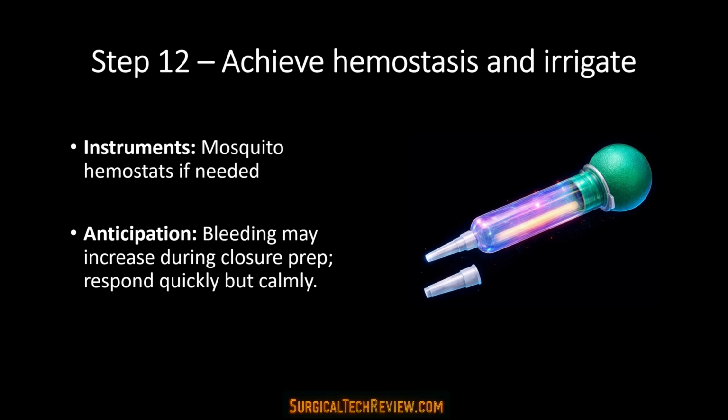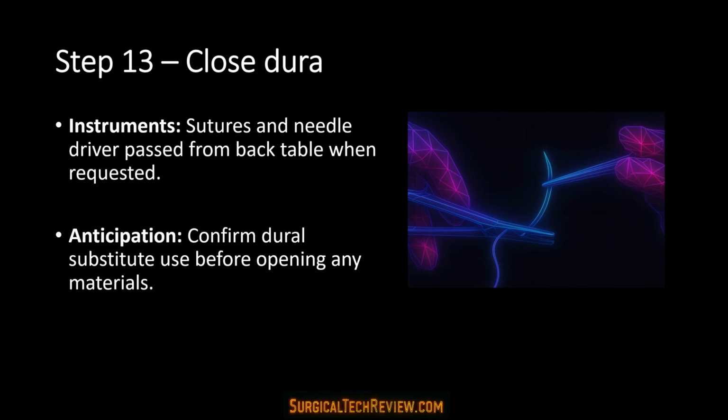Step 12. Achieve hemostasis and irrigation. Once the intracranial work is complete, hemostasis is achieved and the surgical field is irrigated in preparation for closure. Step 13. Close the dura. The dura is closed using sutures or dural substitute. A watertight closure is preferred to reduce the risk of cerebrospinal fluid leaks.